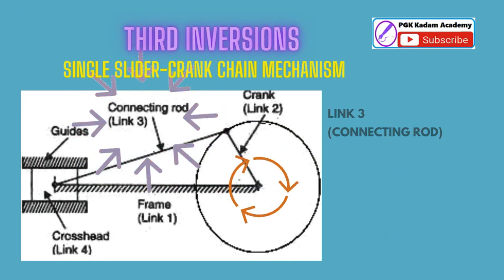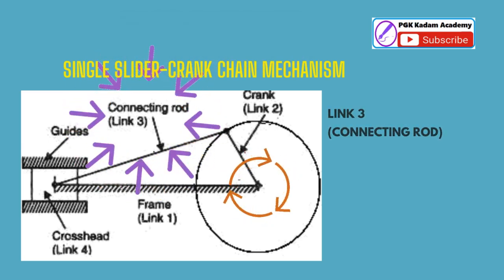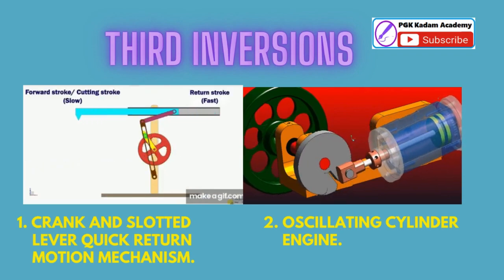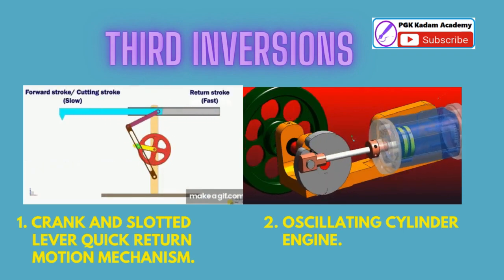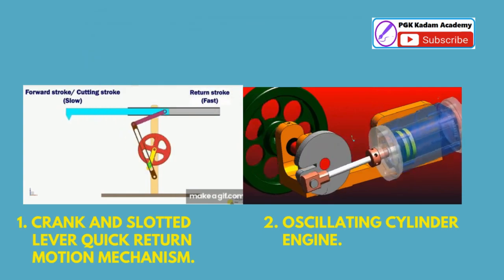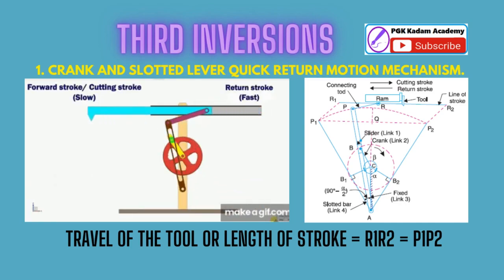Third inversion of single slider crank chain. When link 3, the connecting rod, is fixed as shown in the figure, this inversion occurs in these two types of applications: 1. Crank and slotted lever quick return motion mechanism. 2. Oscillating cylinder engine. 1. Crank and slotted lever quick return motion mechanism.